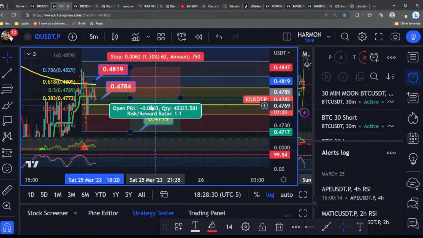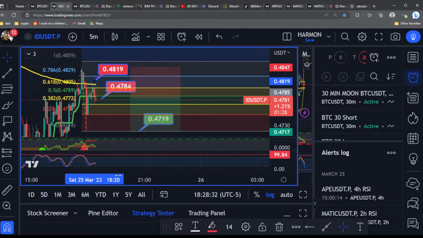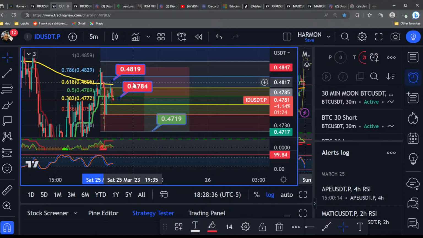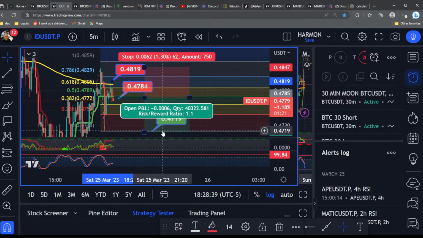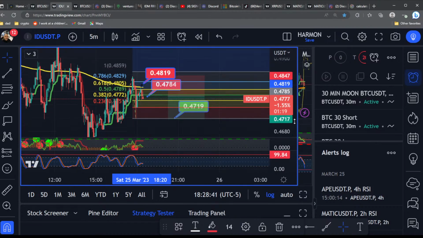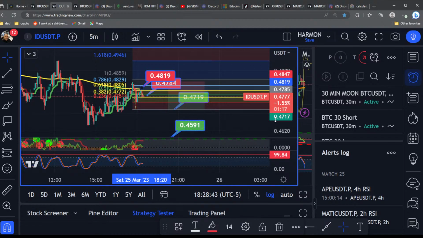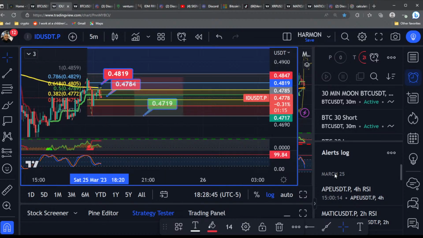Now me personally, I just put a 30% to 50% stop loss anyways, and then I ride it out. So there's your stop loss, there's your entry, here's your target, 47.91. Your second target is 45.91. That's a big target right there. All right.